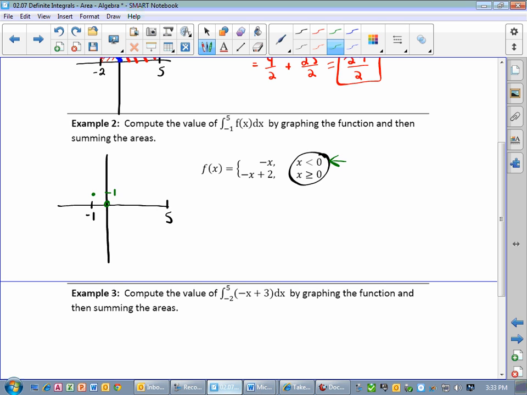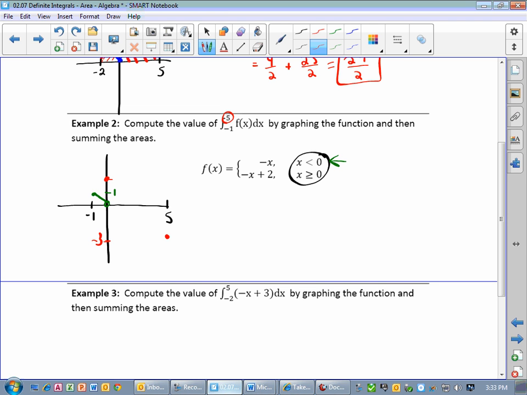Now, what does y equals -x look like? Is it a curve or a straight line? Straight line. So we can just draw a nice straight line. Okay. Then we plug in 0 to the second function here. And what do we get when we plug in 0 to the second function? 2. So we got a point at 0, 2. And then we're going to plug in our upper limit, which is 5. -5 plus 2 gives us -3. So we're down here at -3.